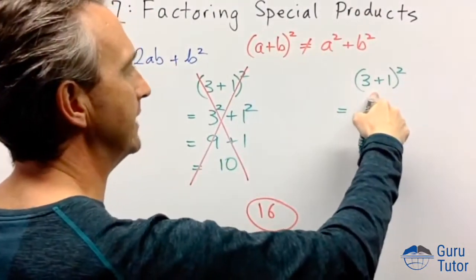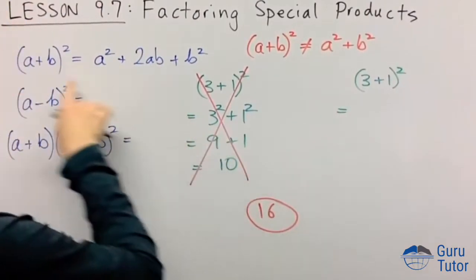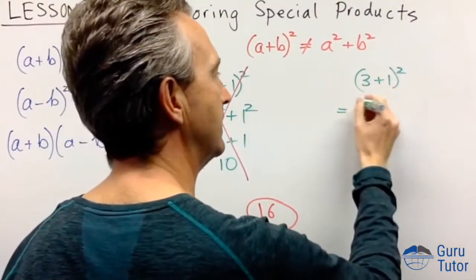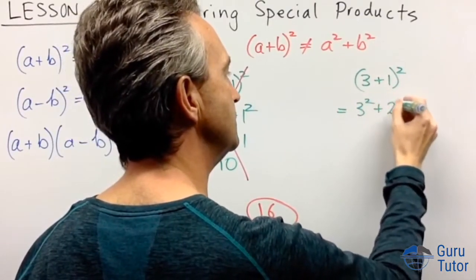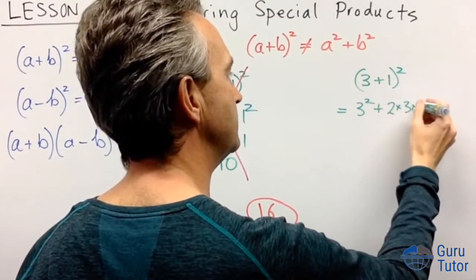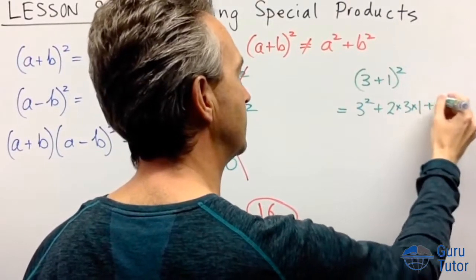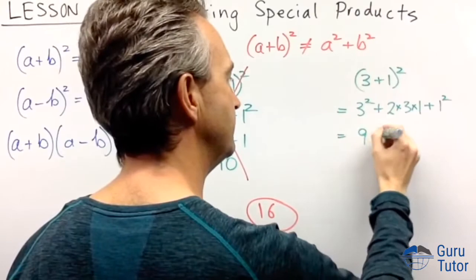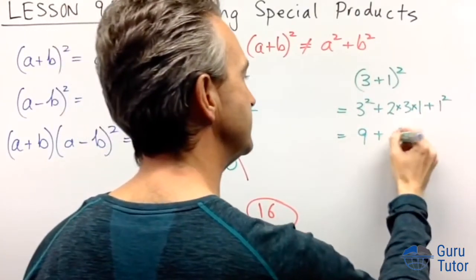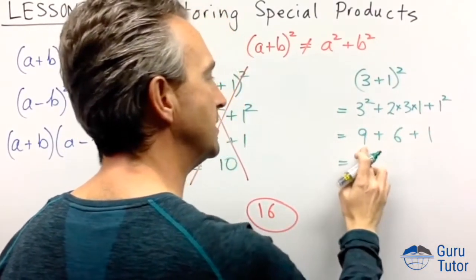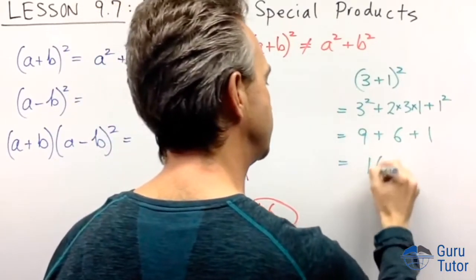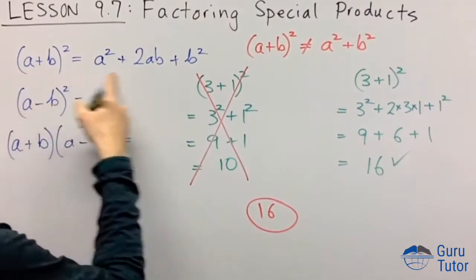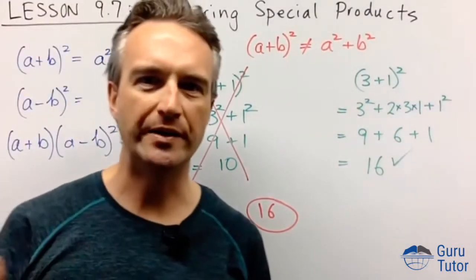What is the right way? Well, how do I get 16 then? I've got to use this special product. A squared, so A is 3, B is 1. A squared plus 2 times A times B plus B squared. Let's nut this out. 3 squared is 9. 2 times 3 times 1 is 6, plus 1. 9 plus 6 is 15, plus 1 is 16. Yes, so this is the right way. This is how we do that. All right, so that is why these special products work.